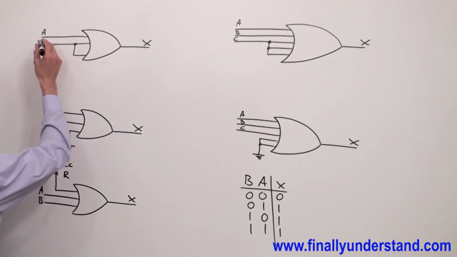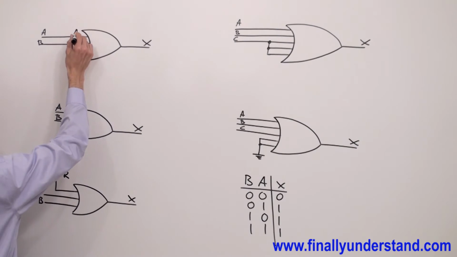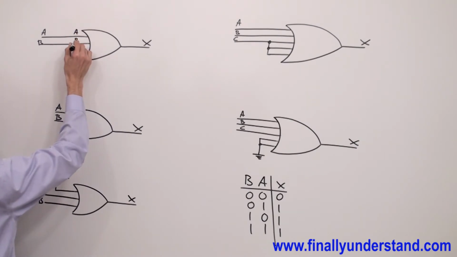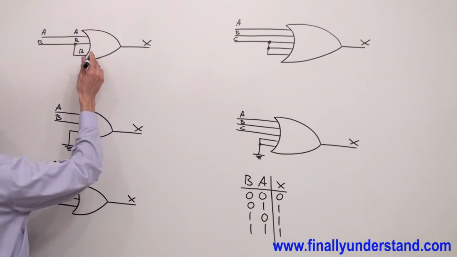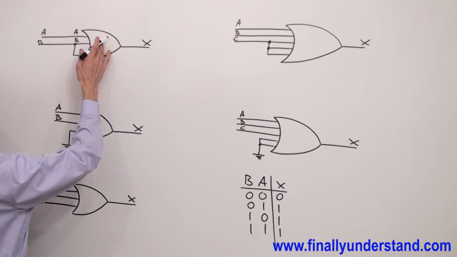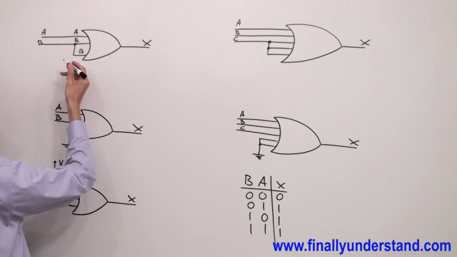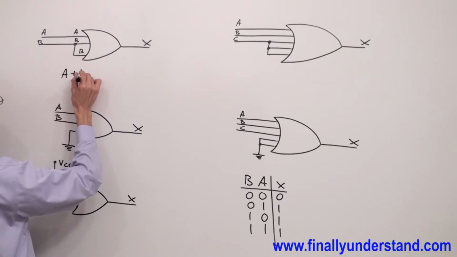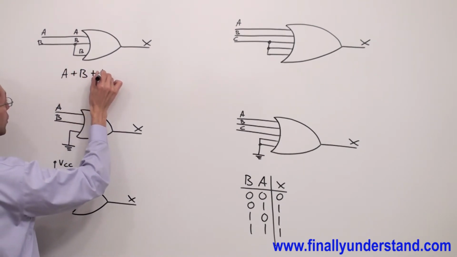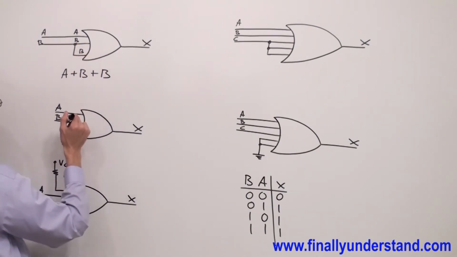Please notice that we have input A and B. A input, I have B input, and the third input is connected to B. That's why this is going to be also B. At this moment, you're supposed to realize that OR gate represents addition. Okay, so we have A or B or B, because B goes to these two inputs.